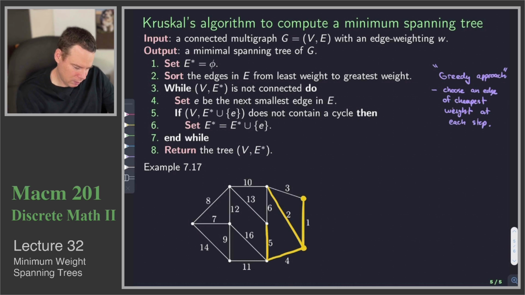I can't add 6 in. That's the next cheapest one because it will make a cycle. What else can I do? Oh, I can add the 7 in. That won't create a cycle. I can add the 8 in next. I can add the 9 in.